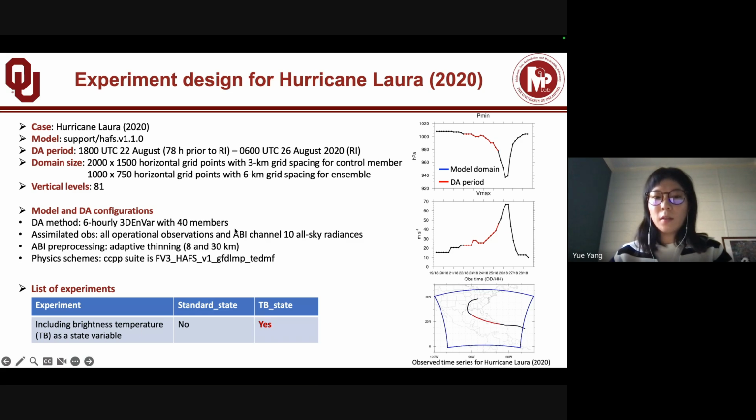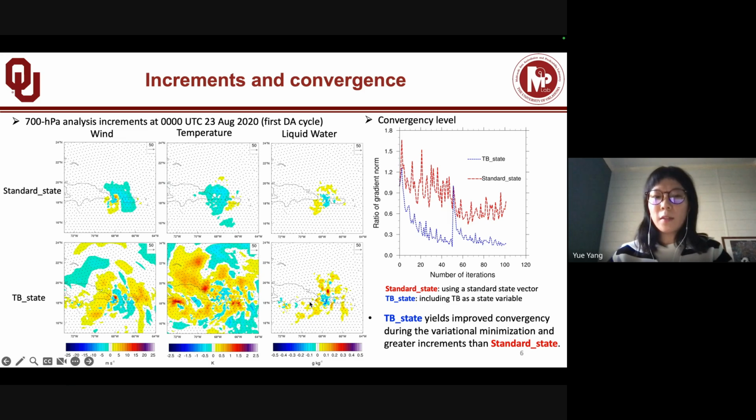We assimilate the ABI channel 10 all-sky radiances and all operational observations. Two experiments are designed to compare the performance of the standard state and the TB state to assimilate ABI all-sky radiances. The following are the results.